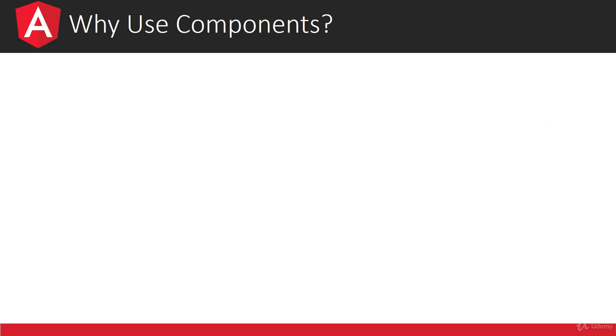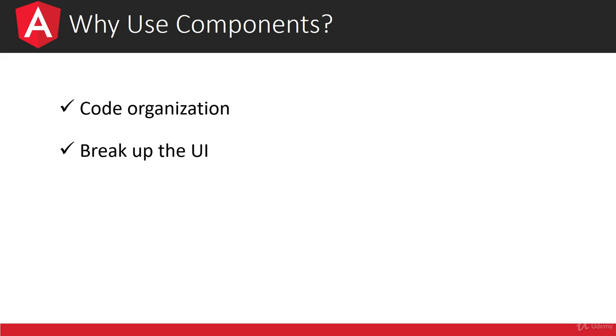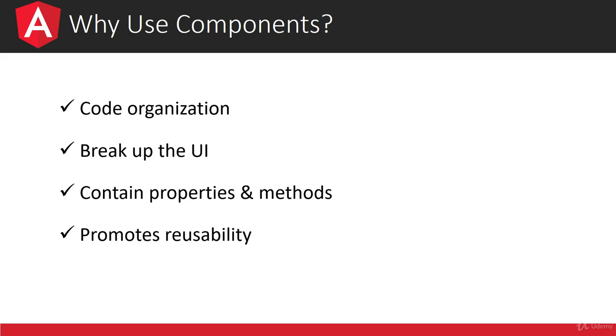Alright, so this brings me to why we would want to use components in the first place, as opposed to just looking at a single template with a bunch of unorganized HTML like we used to before frameworks. Obviously organization is at the top. Code organization is very important. It allows us to break up the user interface so that we can encapsulate the functionality with the properties and methods of each component. This also promotes reusability.